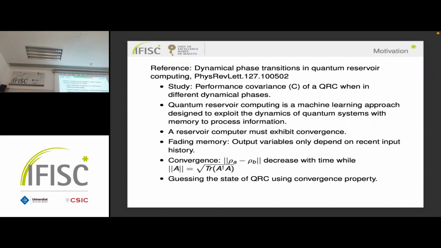Okay, for the reservoir, the natural system must exhibit some convergence, because if we want to train our system, it should be able to forget its initial state. So the convergence property is crucial here. To find the convergence, they considered two different initial states of the system, rho A and rho B, with some initial distance between them. By feeding the same input sequence to each initial state, they look at whether the distance between these states decreases with the passage of time or not. If the distance is decreasing, then the system is in the thermalizing phase, otherwise it's in the delocalized phase.